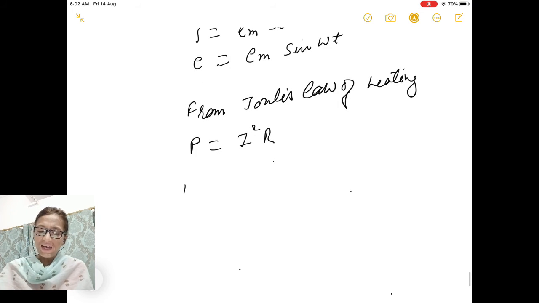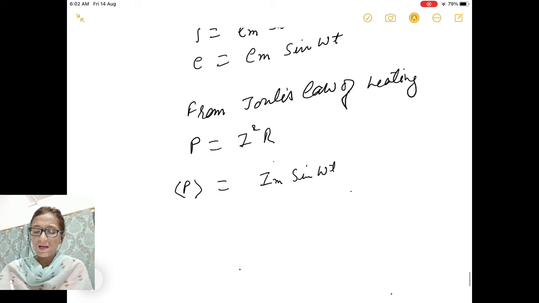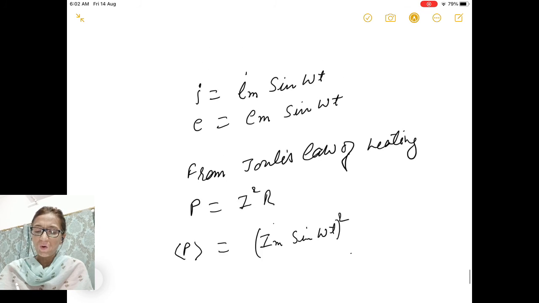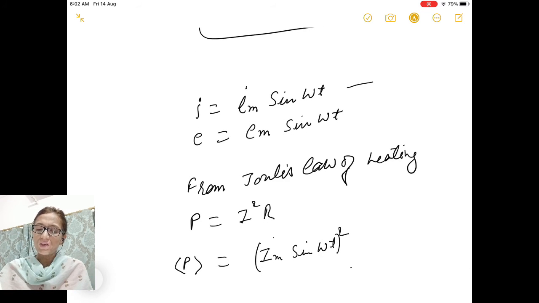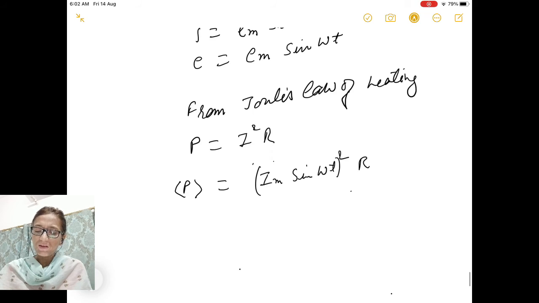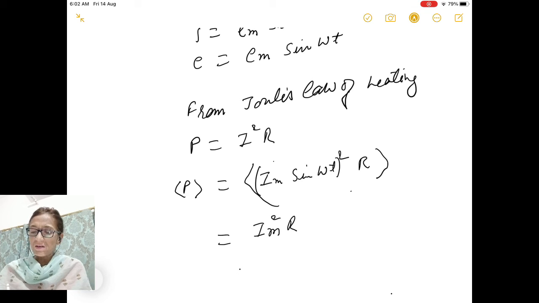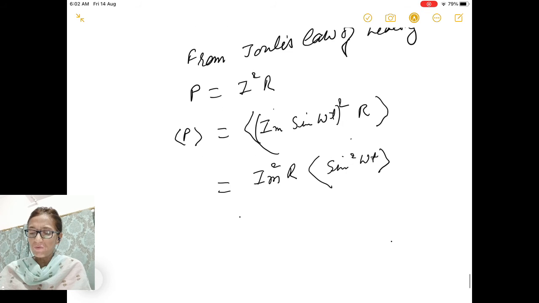So let me find the average of power. Average of power is given by Im sine omega t whole square, from this equation, into R, and the average of all these things. When you take the constant values, current amplitude square and R, outside, you need to average the value of sine square omega t only.